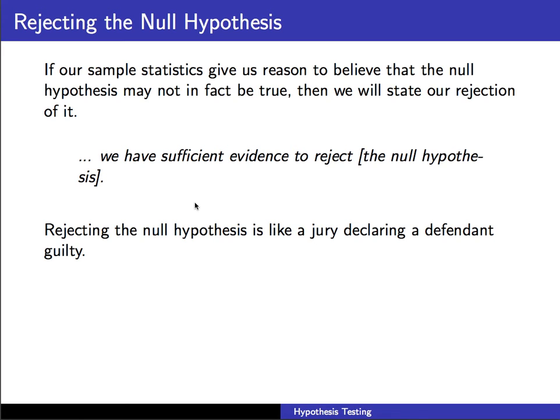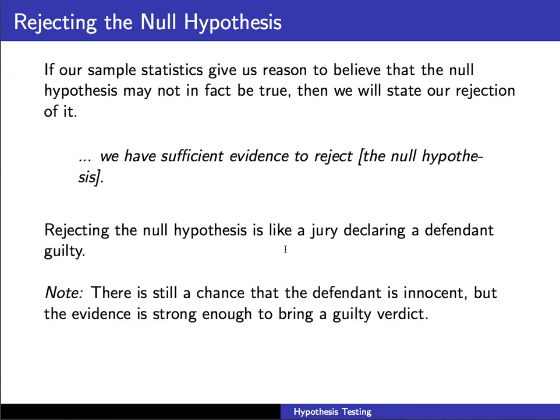Making the analogy to the United States court system, rejecting the null hypothesis is like a jury declaring a defendant guilty. In the court system, at least in the United States, they ask how you plead, and we'll just stick with guilty and not guilty. If it's a trial by jury, the jury comes back with a verdict declaring that the defendant is either guilty or not guilty. So rejecting the null hypothesis is like the jury declaring the defendant guilty. I guess we could also consider a judge's declaration as well.